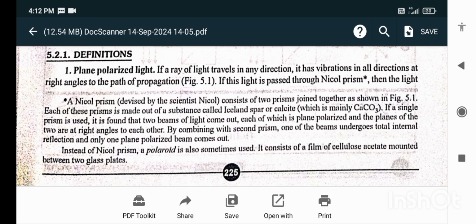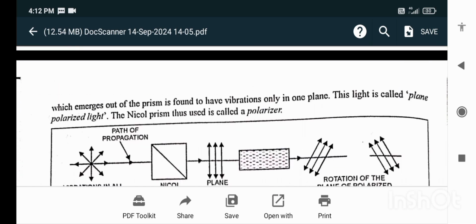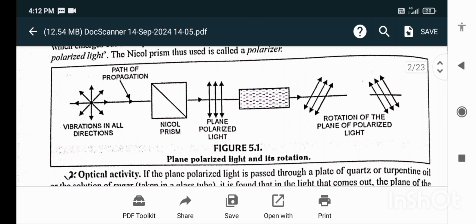Instead of a Nicol prism, a Polaroid is also sometimes used. It consists of a film of cellulose acetate mounted between two glass plates. The light which emerges out of the prism is found to have vibrations only in one plane. This light is called plane polarized light. The Nicol prism thus used is called polarizer.